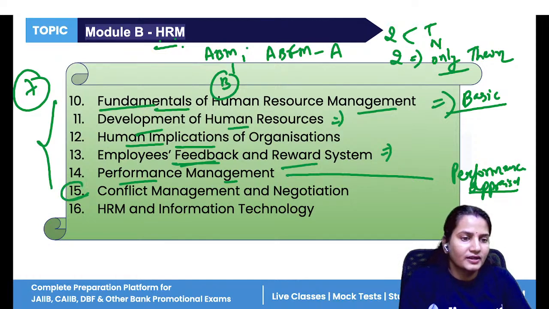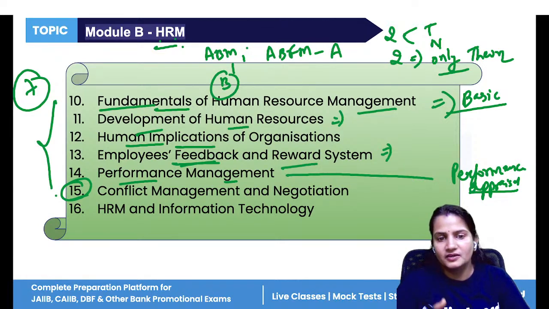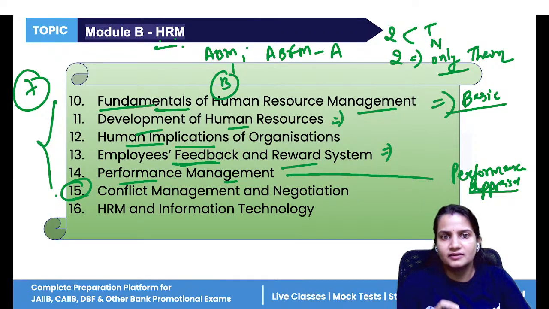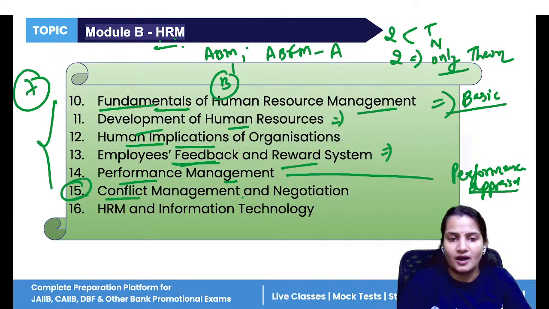Then unit number 15 is all about conflict management and negotiation. Definitely, if more and more people are working in your company, 50, 60, 100, 200 people, there will be conflict. There is a high chance of conflict between them. So if any conflict occurs, how will you negotiate that conflict, how will you find the midway solution.